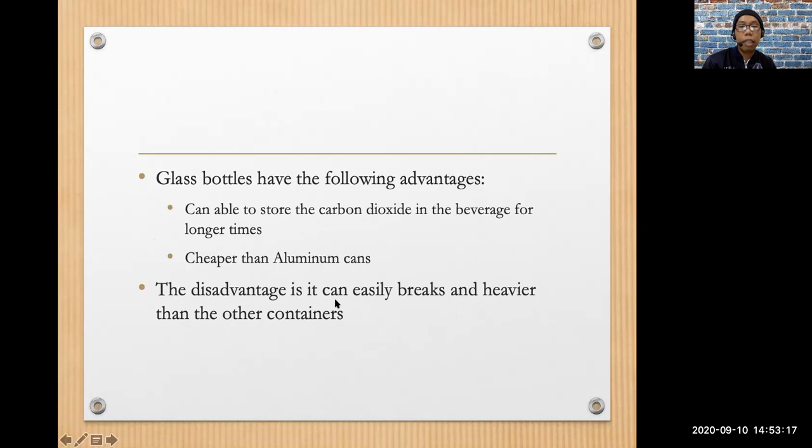Disadvantage naman is it can easily break and it is heavier than the other containers. So, isa yun sa mga cons. Mas mabigat siya, di ba? Imagine mo, pinabili ka ng kagroup mo ng isang case ng soft drinks. Syempre bote yun, tapos glass yung container niyan. Mabigat siya, hindi mo kayang mag-isa. Pero kung naka-aluminum cans yung dala mo, for 24 people, kaya mo naman. Hindi ka mahihirapan, compared dun sa bote.